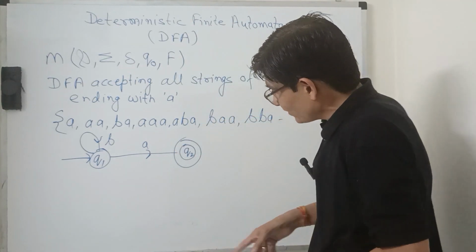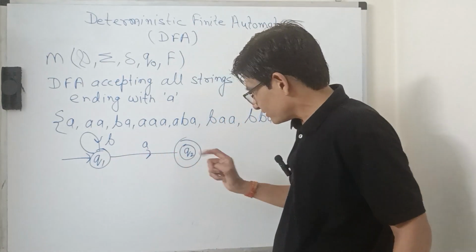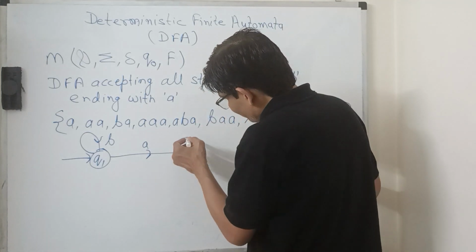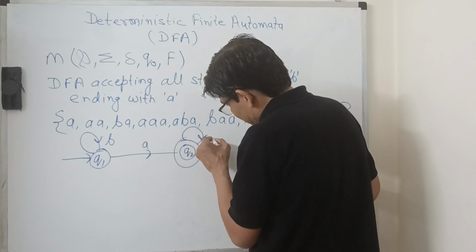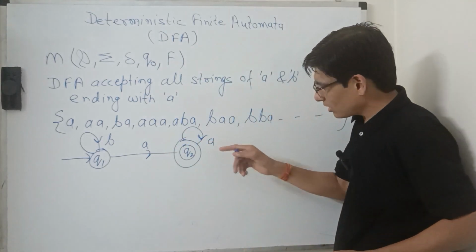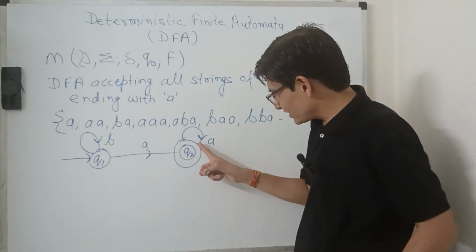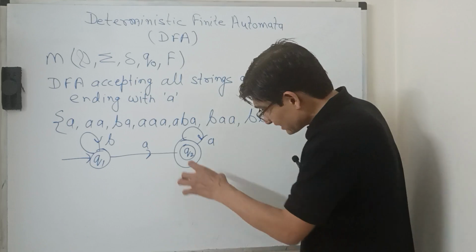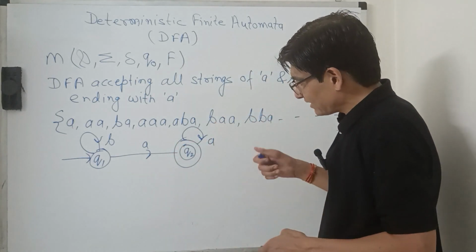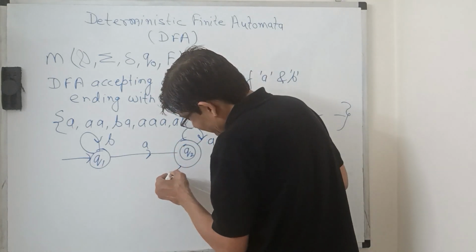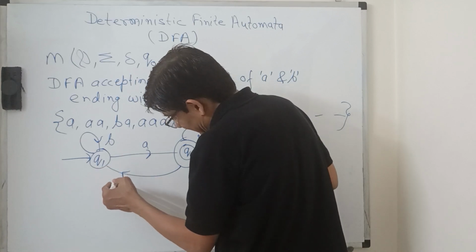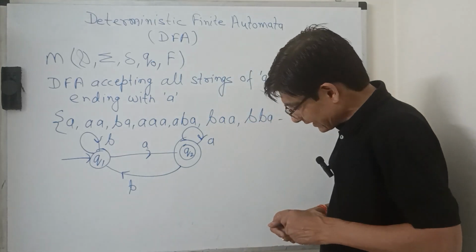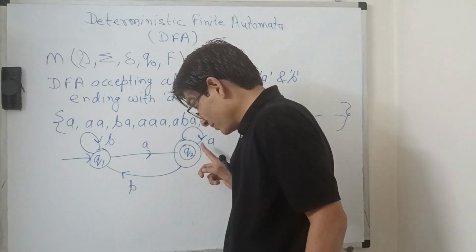Now we have to consider both input symbols for Q2 also. Suppose we have already got one A here. Now if we again get A, then we can stay in this state only, because it is again ending with A. But in Q2, if we get B, then we should move to Q1 again, so that the string will not end with B.